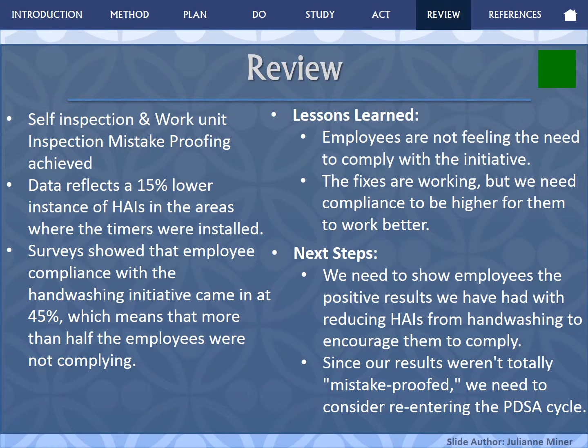We are achieving Level 3 and Level 4 mistake proofing with this initiative. Level 4, or self-inspection, occurs when the timers remind employees and patients to wash their hands for longer to reduce bacteria and viruses as they are washing their hands. Level 3, or work unit inspection, occurs when employees are audited to ensure insufficient hand washing defects are not allowed to continue. Our data reflects a 15% lower incidence of HAIs in the areas where the timers were installed.